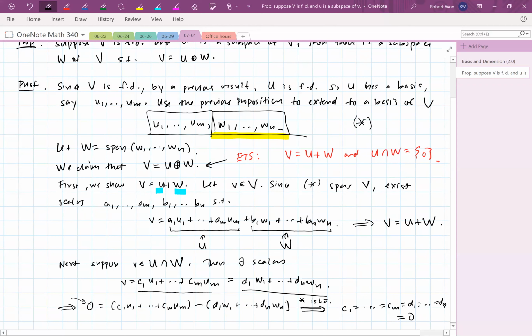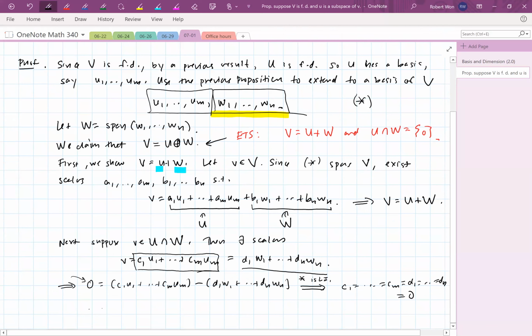Right? But what is V? V is c1u1 up through cMuM, and all the c's are 0. So altogether, this implies that V equals 0, which means the intersection is 0, which means that the sum is a direct sum.